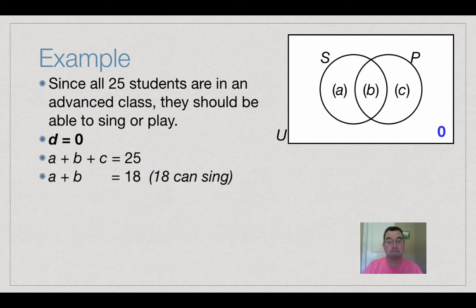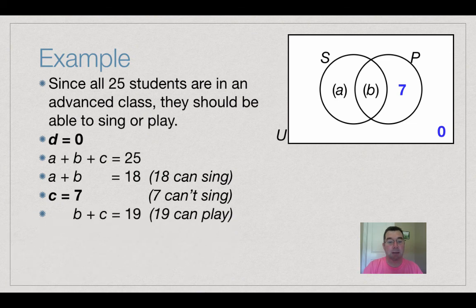A plus B, that's the two letters that are inside the set S, the set of students that can sing. Those add up to 18. I was told that 18 people can sing. What that means is, since there's 25 people in the class and 18 of them can sing, that means that 7 of them can't sing, and they must be people that can only play an instrument. Also, if I think the other way, I know that 19 people can play an instrument, so that's the B and the 7. That means that the rest of them, the 6, can't play an instrument, but they can sing.